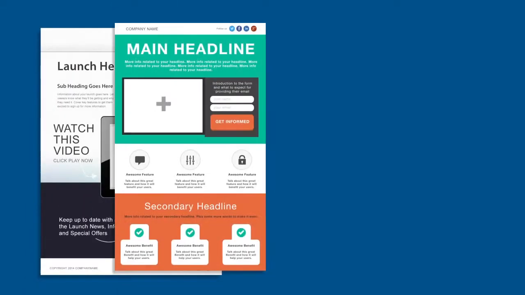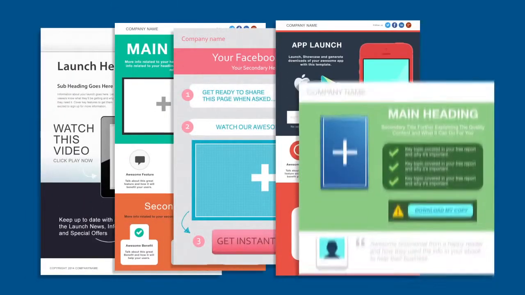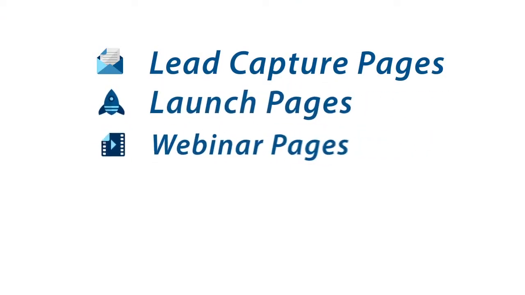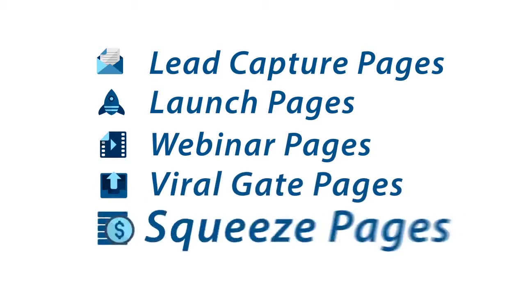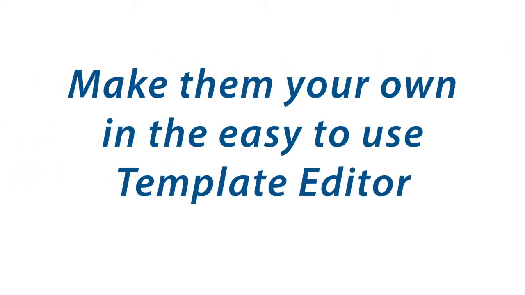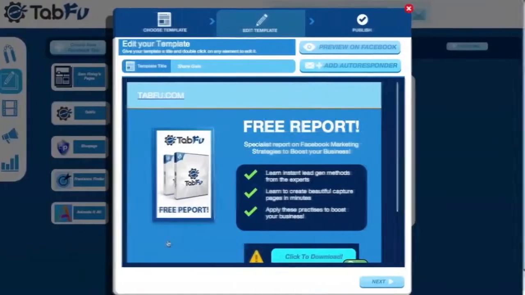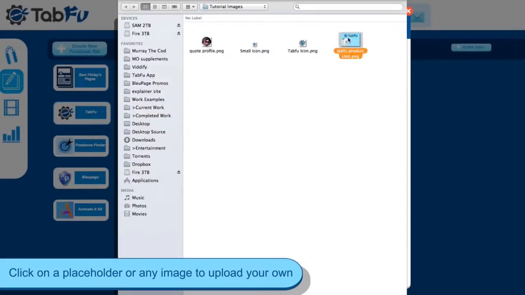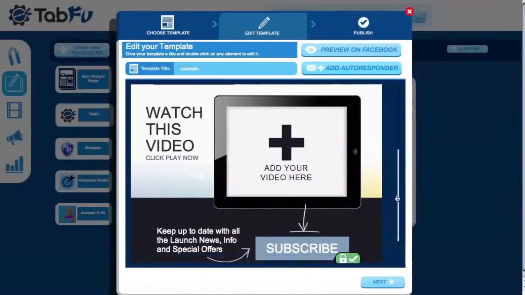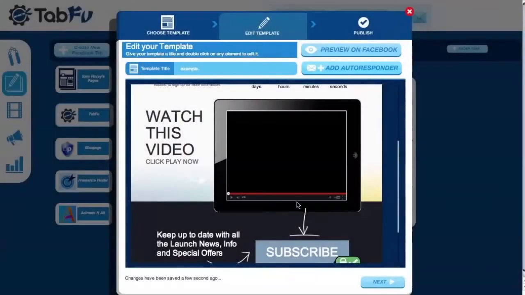Choose from a range of beautiful, high-converting templates including lead capture pages, launch pages, webinar pages, viral gate pages, squeeze pages and more, and then quickly and simply make them your own in our easy-to-use template editor. Click on any text to edit it to your liking. Customize colors to match your branding. Quickly swap out photos and images or use the stock provided. Add video, countdown timers and slideshows.